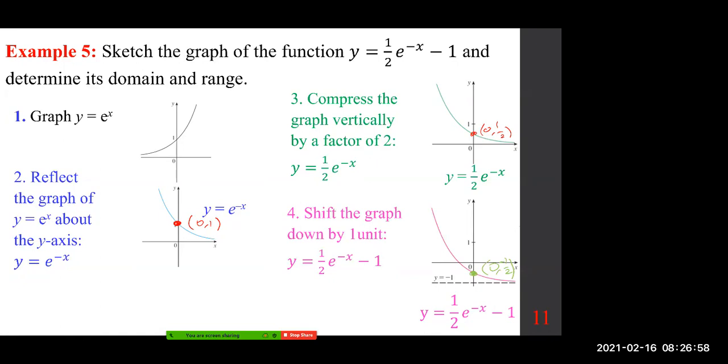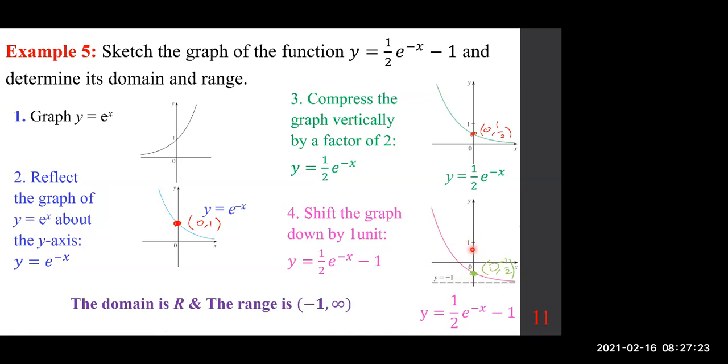And as you can see, the domain is still all real numbers. The range has changed from 0 to infinity to -1 to infinity. And it is a decreasing function. It has a, excuse me, horizontal asymptote of y equals -1. So there are some changes that have taken place. Okay, everybody?